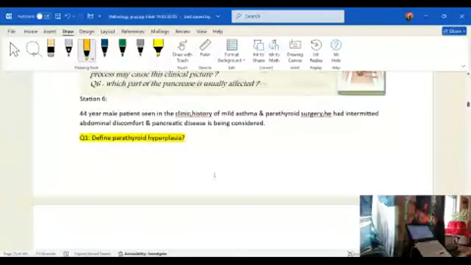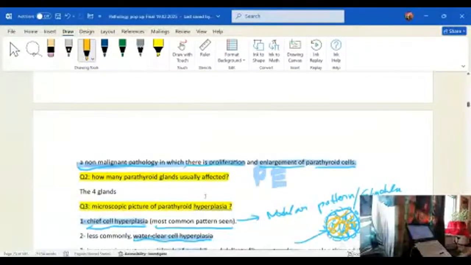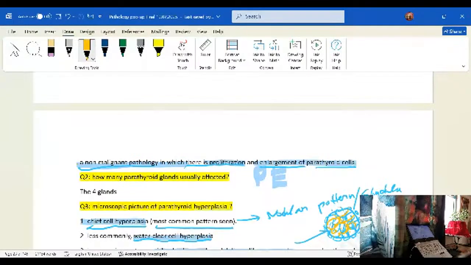Define parathyroid hyperplasia. Parathyroid hyperplasia is a non-malignant pathology in which there is proliferation and enlargement of the parathyroid cells.